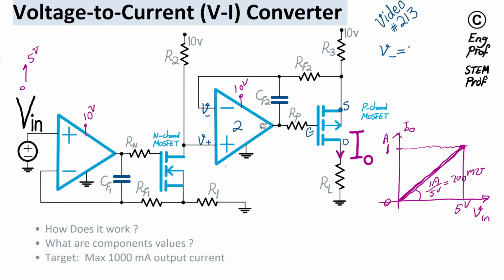Voltage at negative is equal to voltage at positive terminal for the op-amp, which we refer to, of course, as the virtual short between the two input terminals of a properly biased and operational op-amp. So virtual short. Okay, what is the benefit of that?